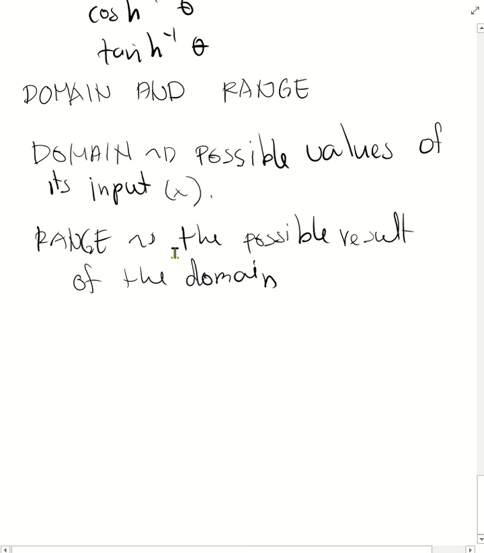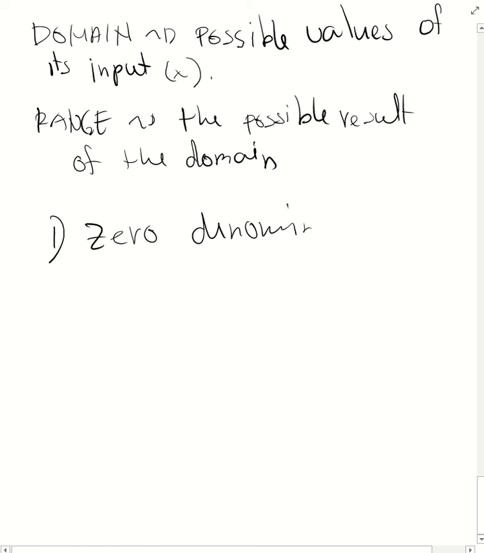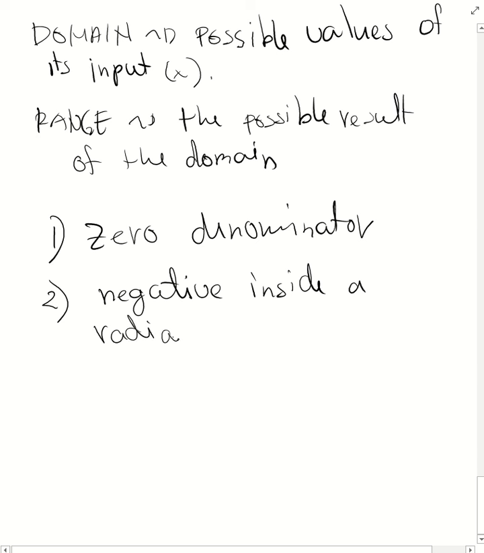So that's range and that's domain. Now, how do we determine the domain and range? Basically, there are two reasons why the domain is restricted. First, we calculate the domain. Those reasons are, first, if the denominator is equal to 0. Another restriction is when there's a negative inside a radical with even index.